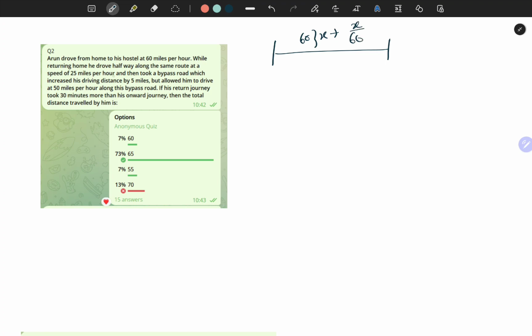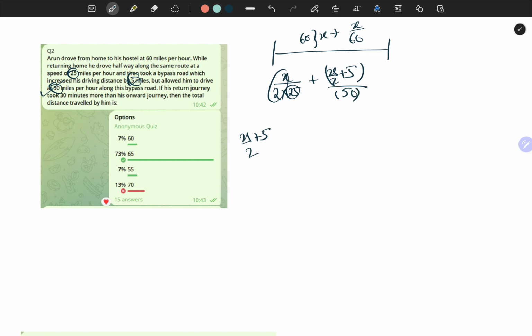But while returning from his home, he drove halfway along the same route. Halfway means x by 2 at the speed of 25. Time is distance upon speed, so x by 2 divided by 25. Then he took a bypass road which increased his driving distance by 5 miles. So the remaining x by 2 plus 5 miles, which allowed him to drive with 50. So the time in this case will be x by 2 plus 5 upon 50.